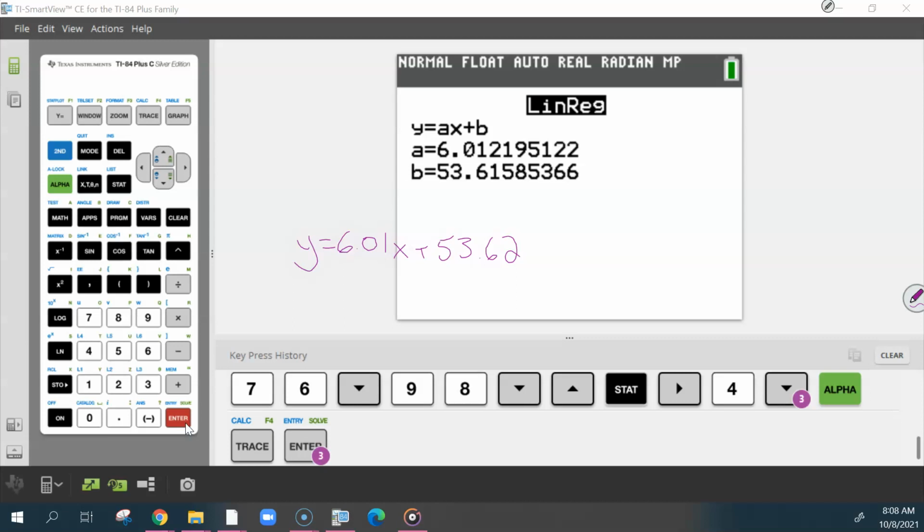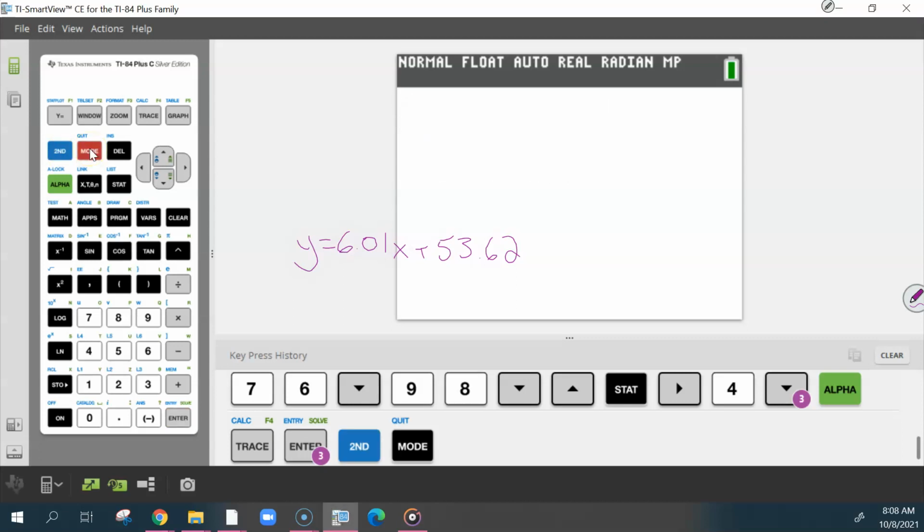Because we stored this in our Y1, the next couple of questions we can use our calculator to find those answers without having to type all of those back in. So I'm going to go back to the home screen, second mode. The next question asks us to predict the grade for a student who studied for 0 hours. So I'm going to set my x value equal to 0.